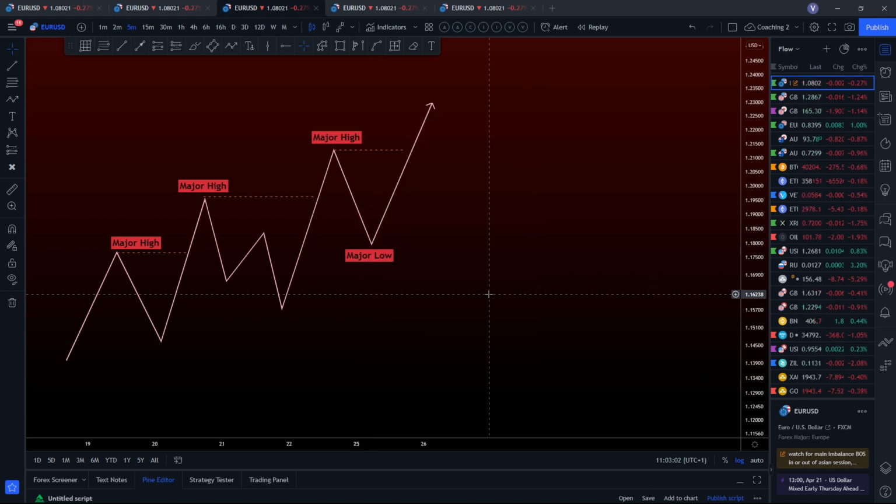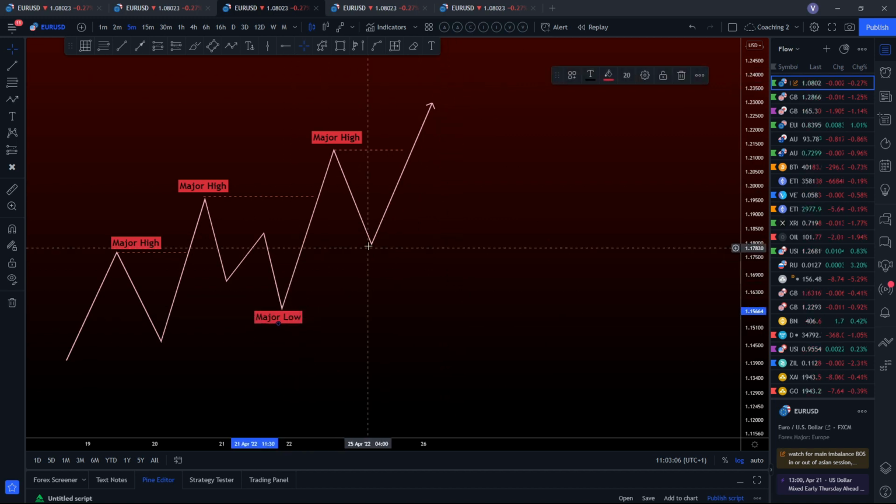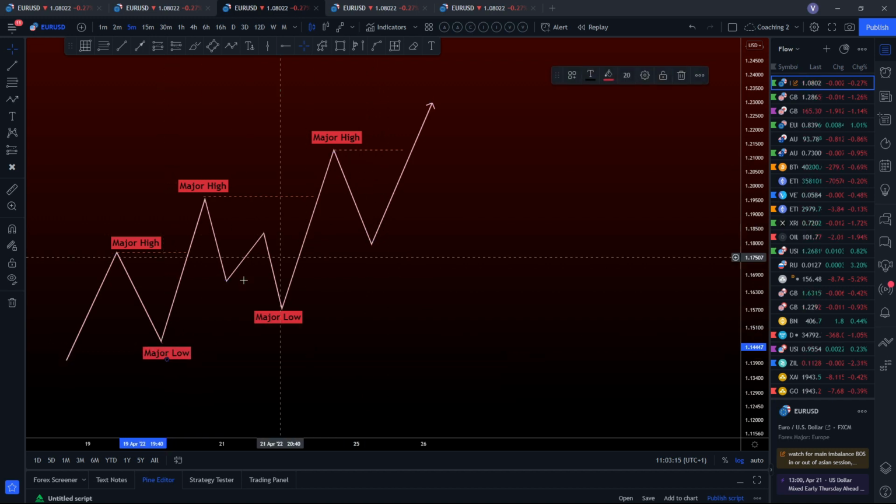Obviously, a major low is only created once a break of structure is made. Until that happens, this is minor structure. Once you get that break, that is still minor structure. Once you get the break, then it becomes major. So this is all major at the moment.